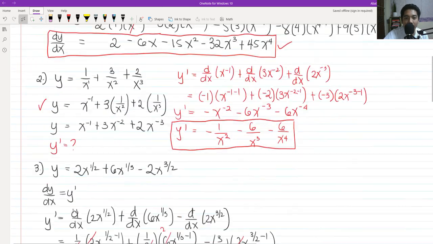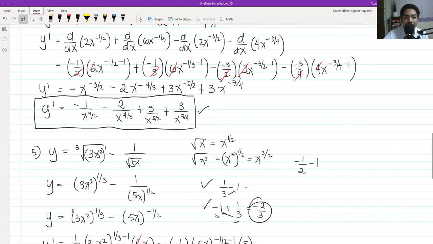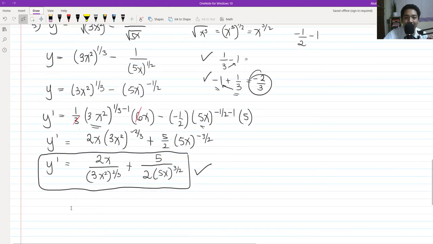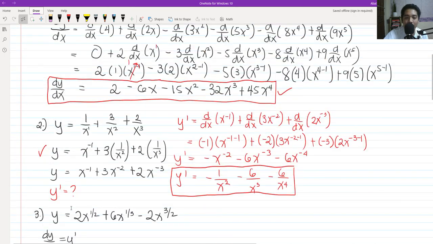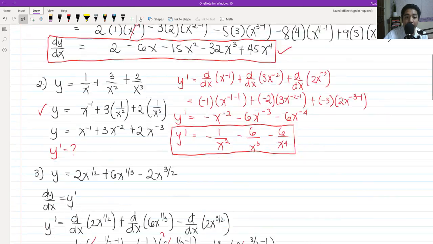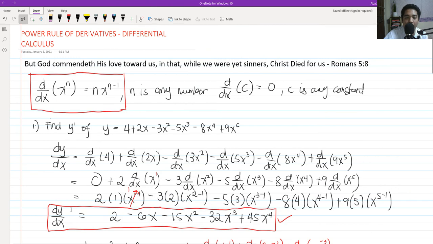So again, our number 5, I'm so sorry for that, has a chain rule in it. I didn't notice that. But still, problems number 1 to 4 and even 5, we applied the power rule on that.